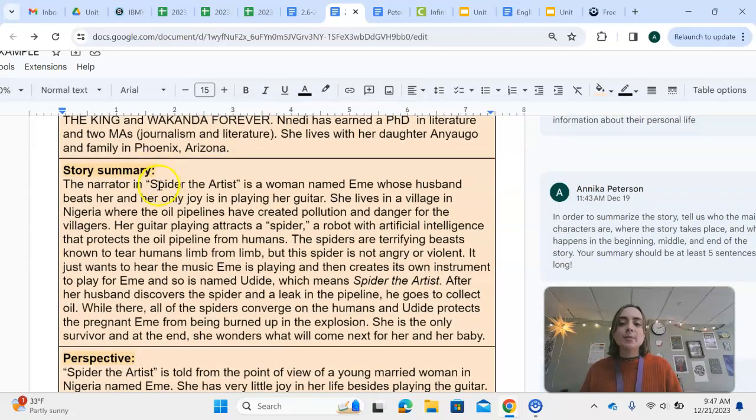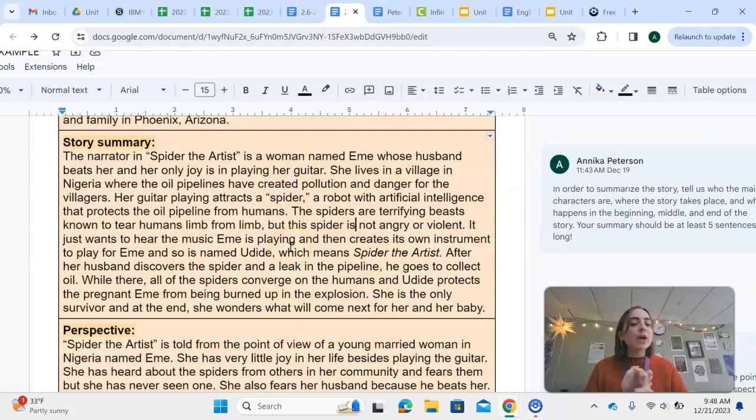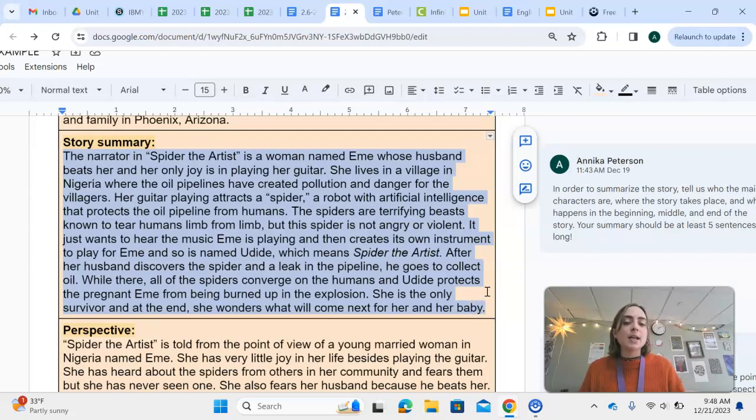Then you move on to the story summary. Remember, the summary is going to tell us who the main character is, what the setting of the story is, and some key important events. So obviously we talk about the narrator, Eme, the woman who lives in the village. She has a husband who beats her and she plays guitar. And then we go through and talk about the key events, that she becomes friends with a spider robot, and eventually the pipeline explodes and everyone dies, except for Eme, because the spider zombie protects her. So you can see, remember, Spider the Artist was a longer story, right? And this is a pretty long summary. So your summary should also be at least 5 sentences telling us what's happening in your story.